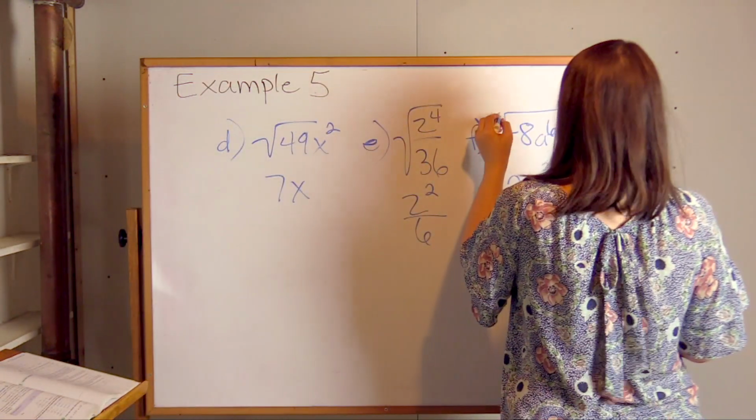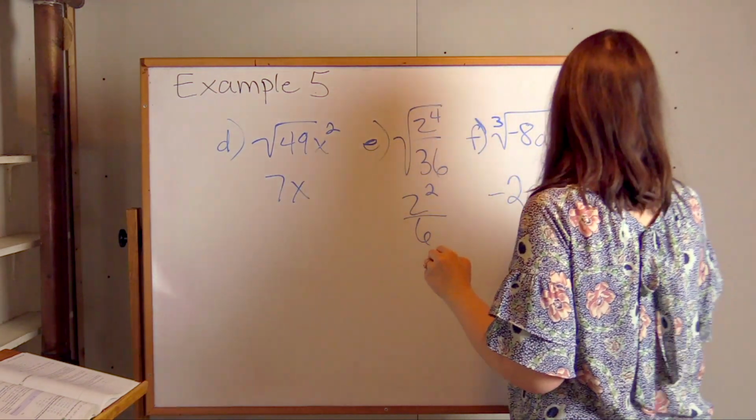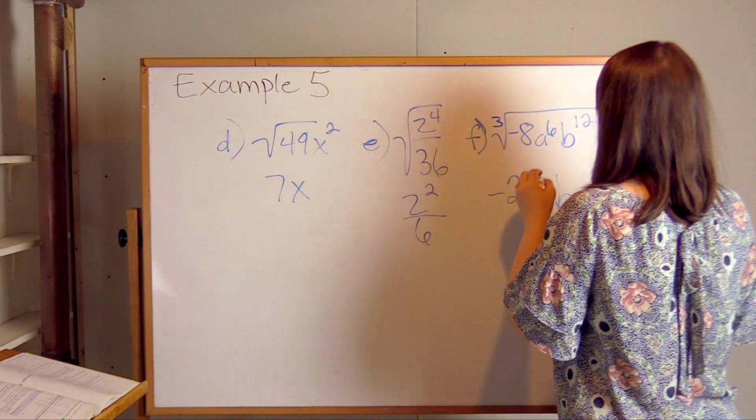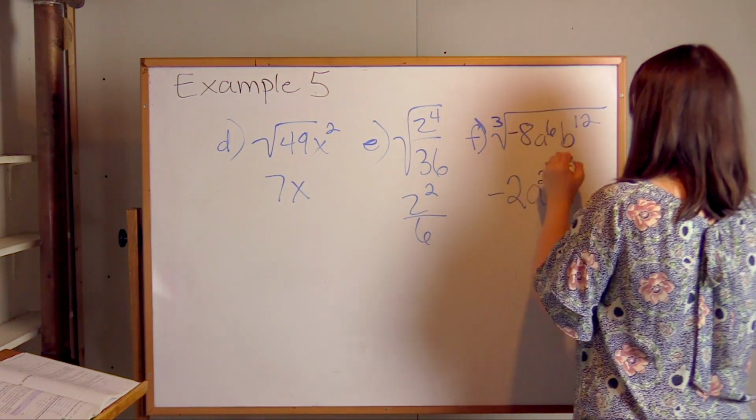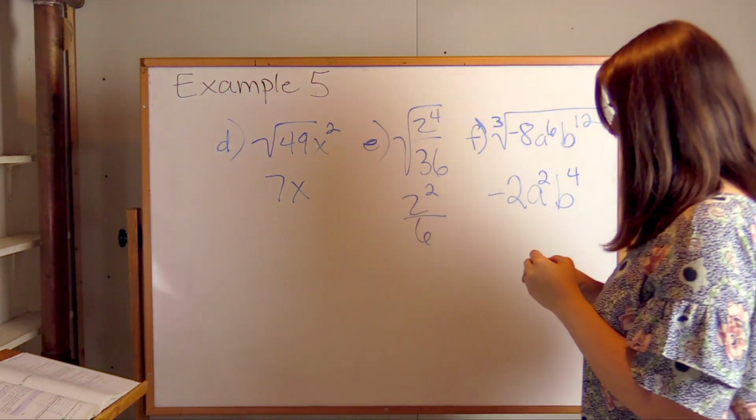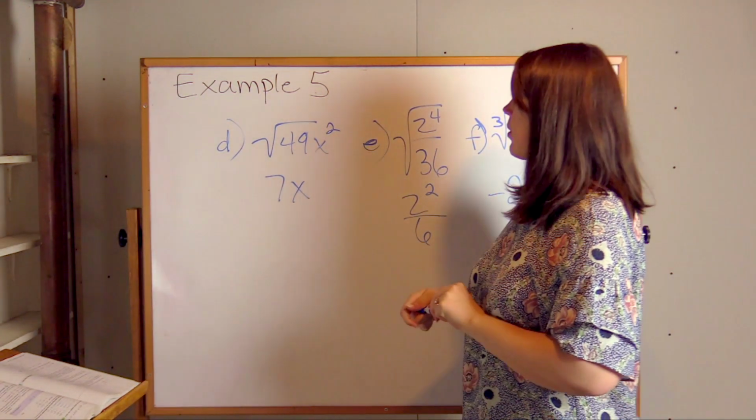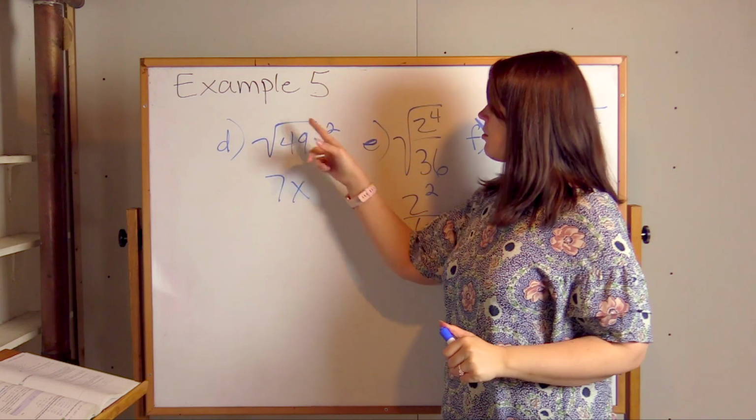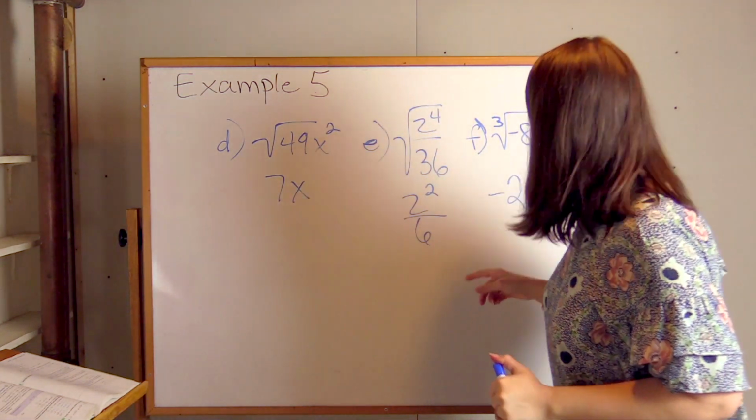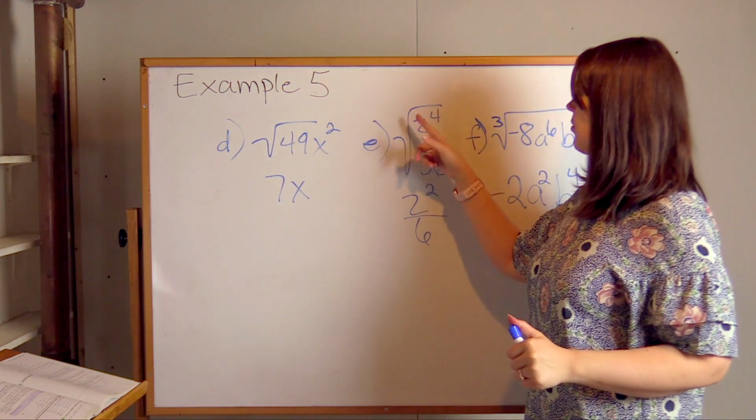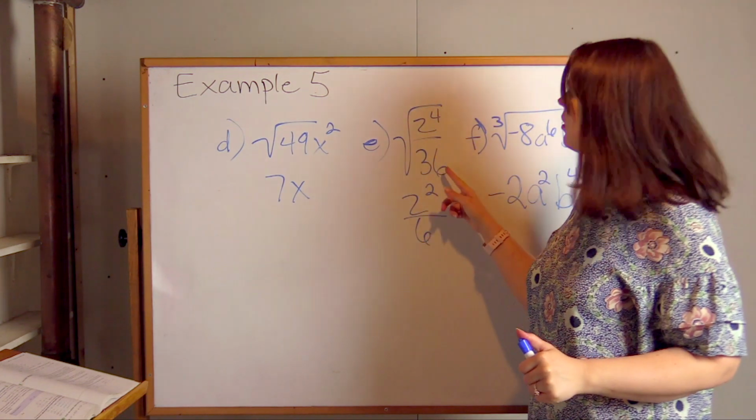Oh, this is to the third. All right, on the first one, square root of 49 is 7. 2 divided by 2 is 1. Z to the fourth, 4 divided by 2 is z squared.